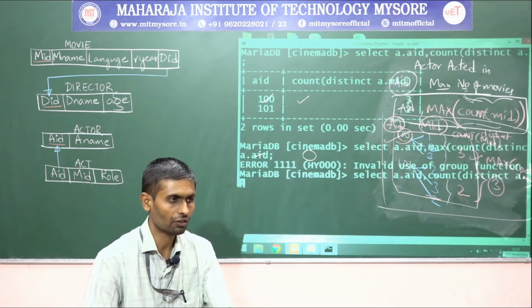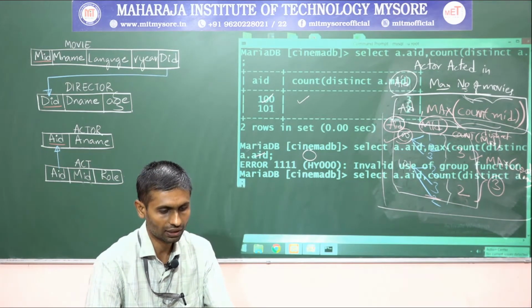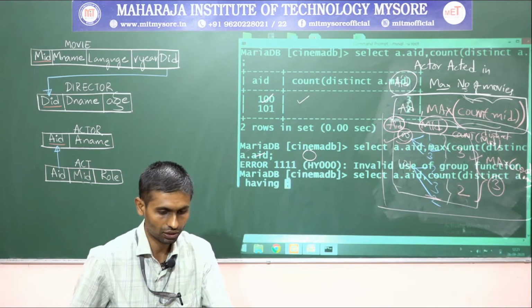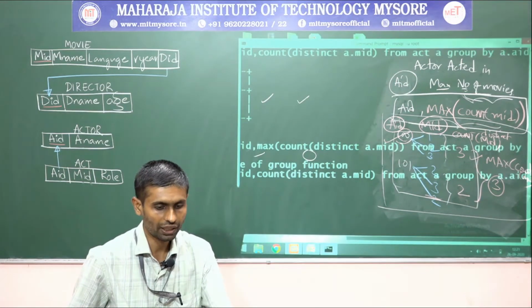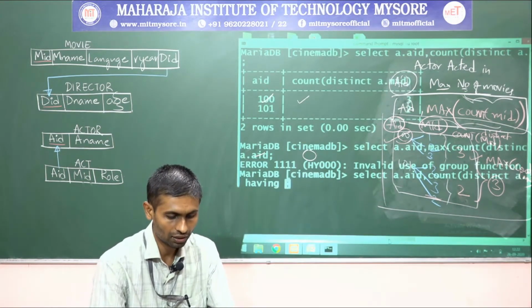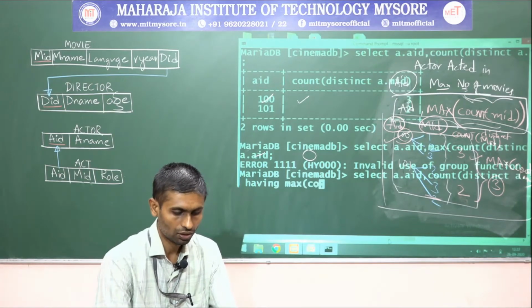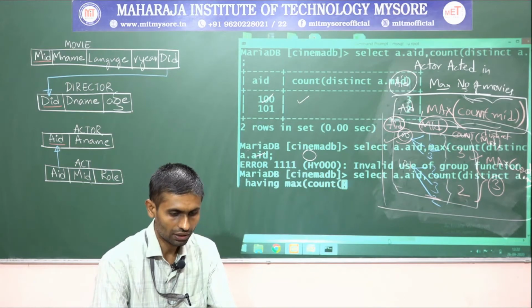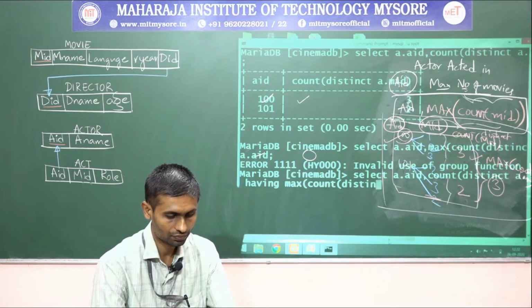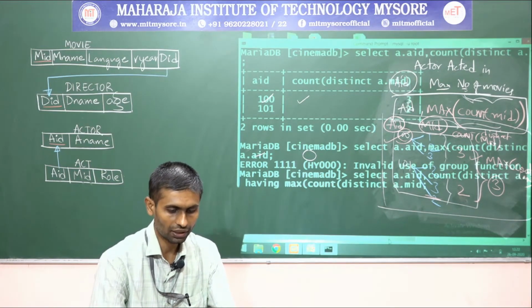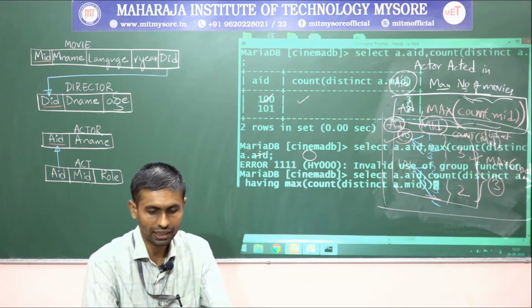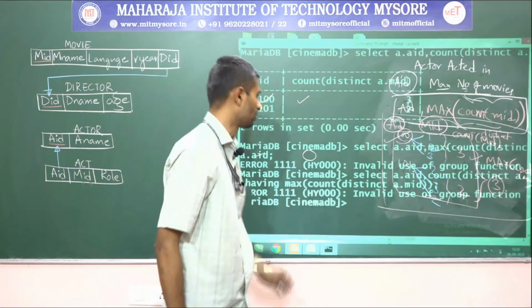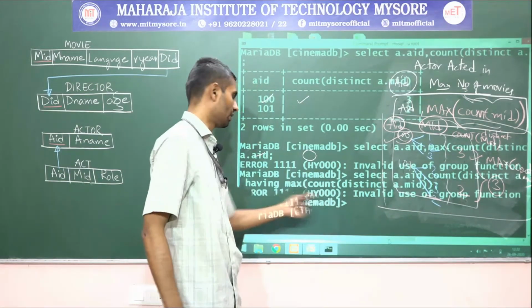Let me check, because a few of my friends might have a question like this: sir, after group by, are we required to write a having? Look at this one, we have written group by AID, then having max of count of distinct A.MID. Could this be the answer you expected? Let me check. Again, it's showing invalid use of group function.